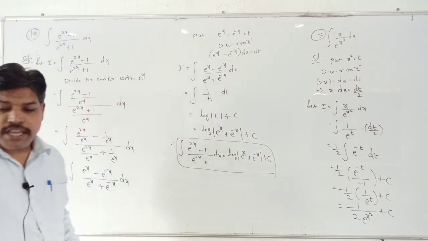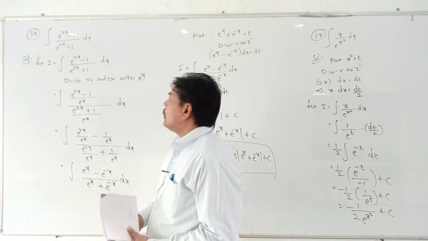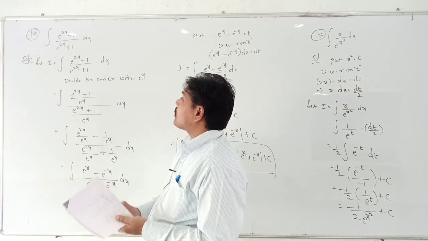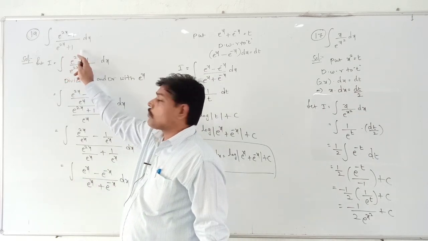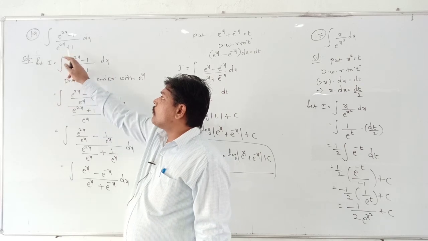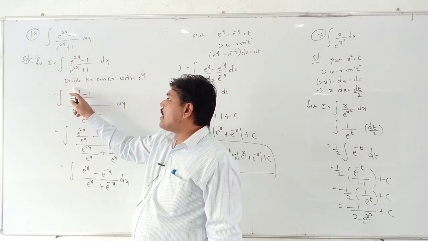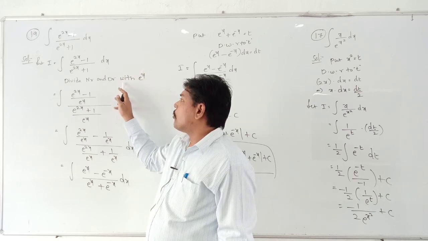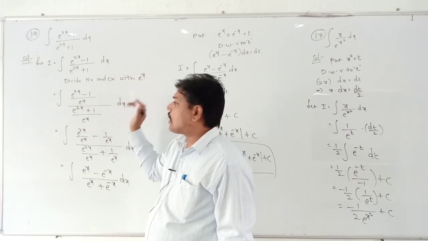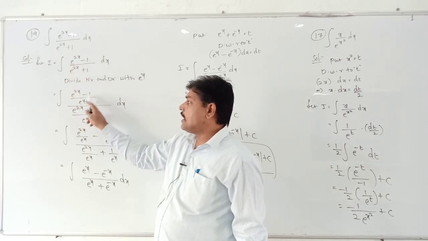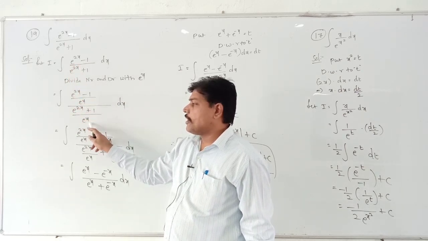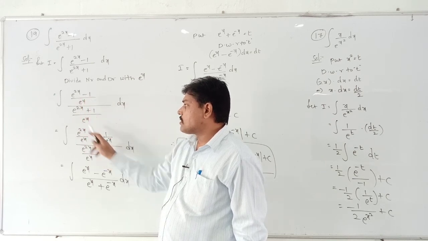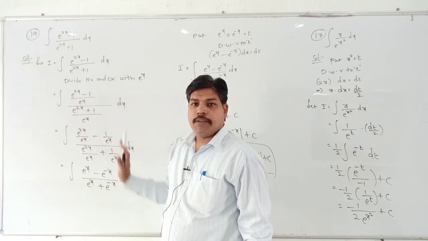See that question, students, once again. What is this question? The integral of (e^(2x) - 1) by (e^(2x) + 1) into dx. What I did is, I divided the numerator and denominator by e^x. What happens? (e^(2x) - 1) by e^x, (e^(2x) + 1) by e^x. Just separate the terms: e^(2x) by e^x minus 1 by e^x, e^(2x) by e^x plus 1 by e^x.